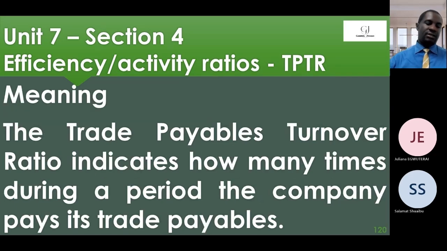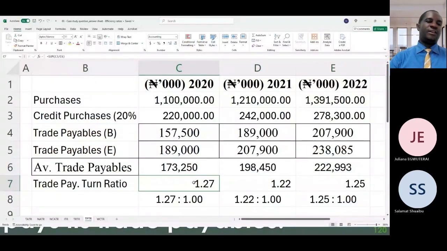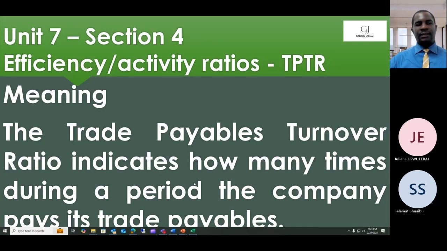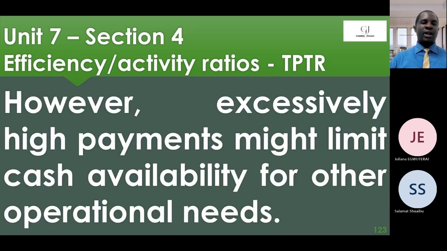So in this case, we won't say it's high, we won't say it's low, but at least it's covering the trade payables more than 1. So 1.22 is not low, it's not high, at least it's moderate. Let's call it moderate. And the implication is that a company with a high trade payables turnover is managing the supplier payments effectively, positively taking advantage of early payment discounts. So where it has a high payable above 2, 3, 4, yes, the company is doing well in settling their obligations quickly.